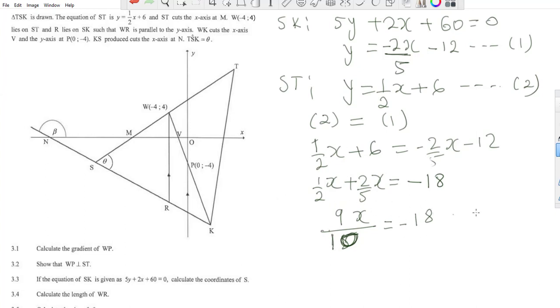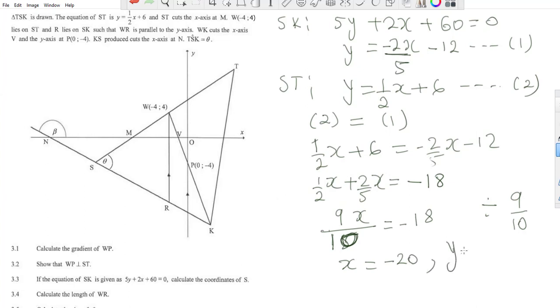Now if you divide both sides by 9 over 10, here will be x. You divide this by 9 over 10, you get what here? Minus 20. So the x value is minus 20.